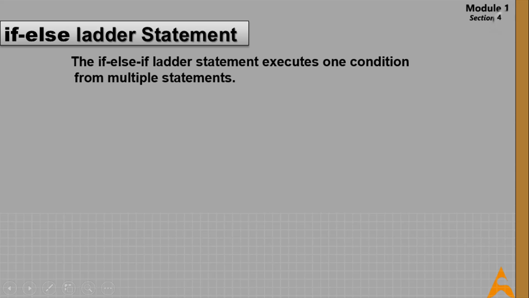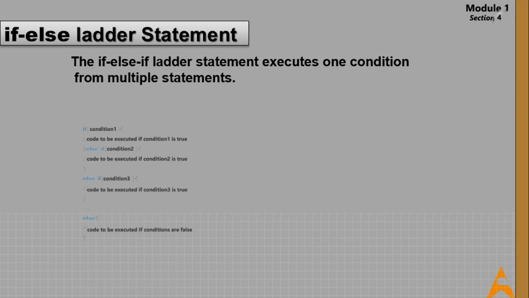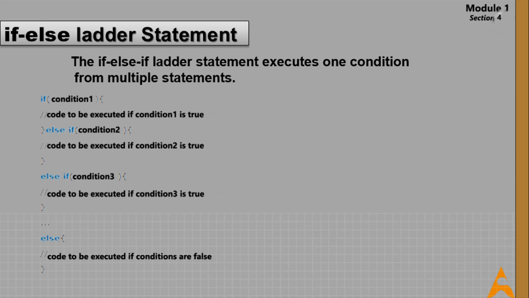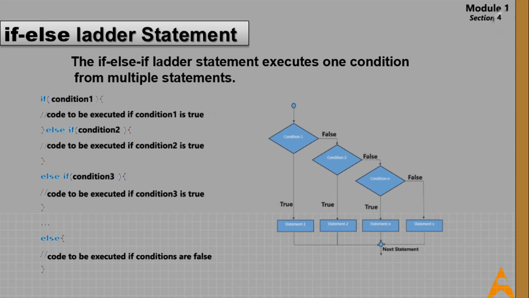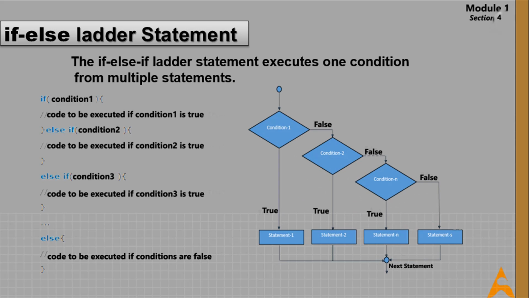Now let's begin to learn nested if-else or if-else ladder in Java. The if-else if ladder statement executes one condition from multiple statements. In a nested if-else statement you can create multiple conditions in one program. You can create filters for finding the exact solution. You can see the syntax and you should pen it down. To understand the flow of data in the if-else ladder, you can also refer to the flowchart given.